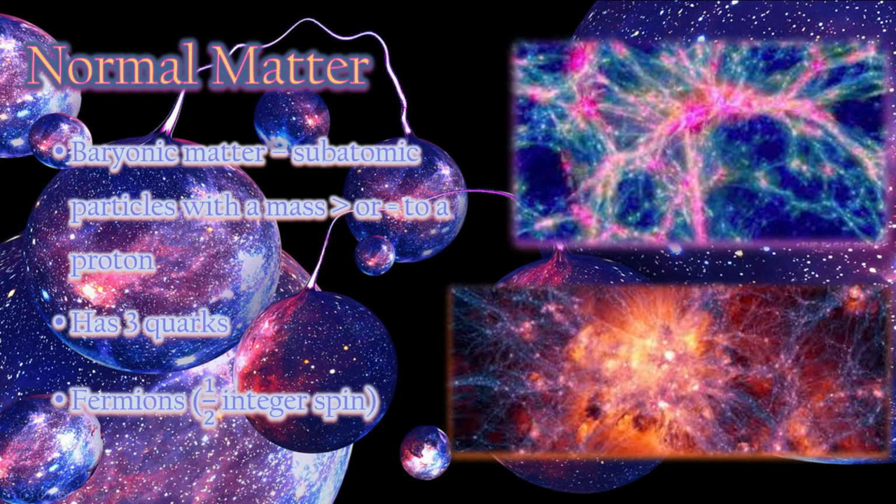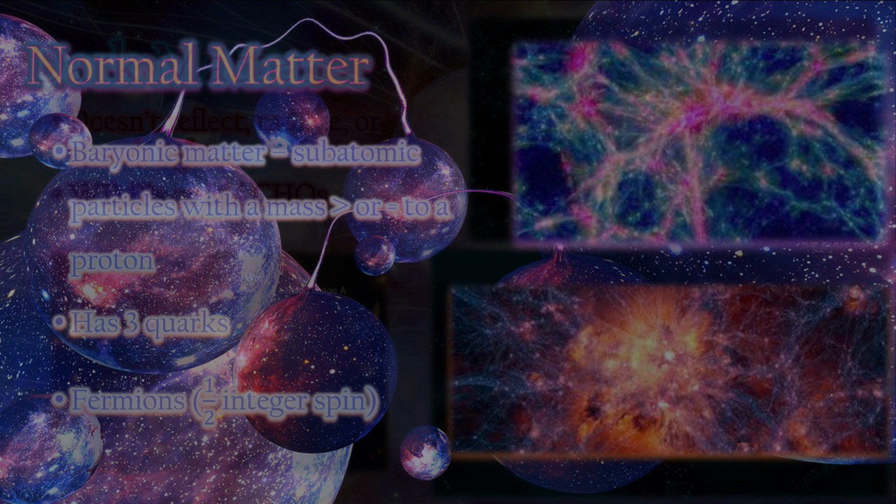Normal matter is known as baryonic matter. Normal matter is all the atoms that make up everything we can interact with. It's composed of baryons. Baryons are subatomic particles that are composite and have a mass equal to or greater than a proton. Examples would be protons, neutrons, lambda baryons, which are composed of 1 up, 1 down, and 1 strange quark, and other particles made up of 3 quarks. They are fermions, which means they have a 1/2 integer spin. They also participate in the nuclear force, which is a strong interaction, not a weak one.